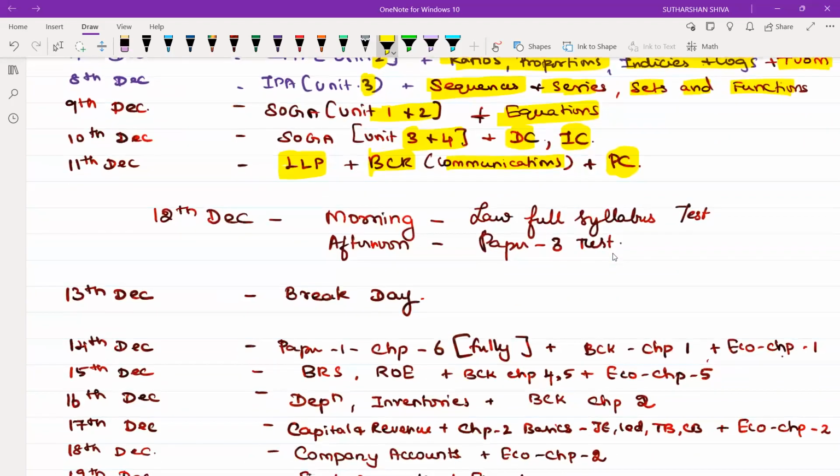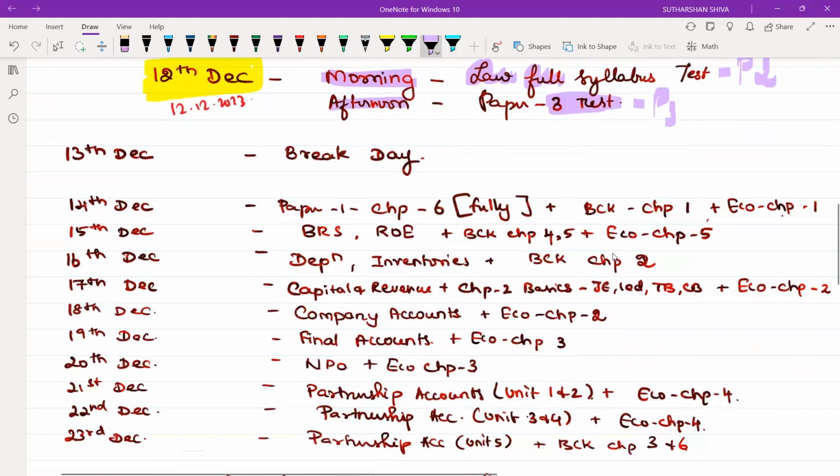Okay. Then on the 12th day, that is 12th December 2023, in the morning session, you will write the law full syllabus test. Law full syllabus test means it is Paper 2, full 100 marks, along with BCR. You are going to write a test. In the afternoon, you are going to write a Paper 3 test, fully. Mathematics, logical reasoning, and statistics you are going to write.